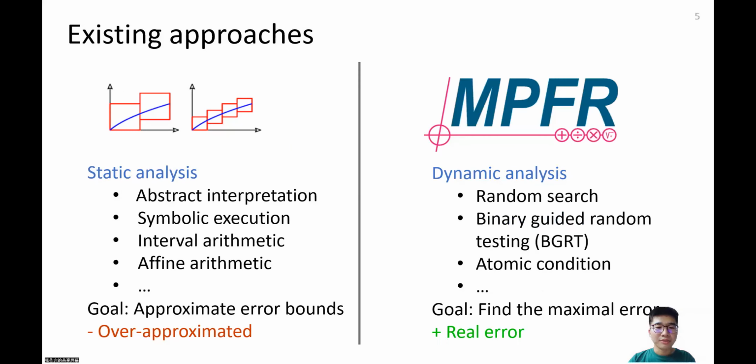Existing approaches include static and dynamic analysis. The goal of static analysis is to approximate error bounds, which is over-approximated. Dynamic analysis's goal is to find the maximal error and the corresponding input. It is a real error. We choose to research dynamic analysis.